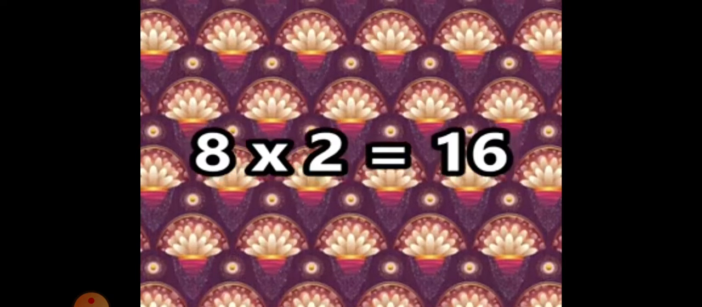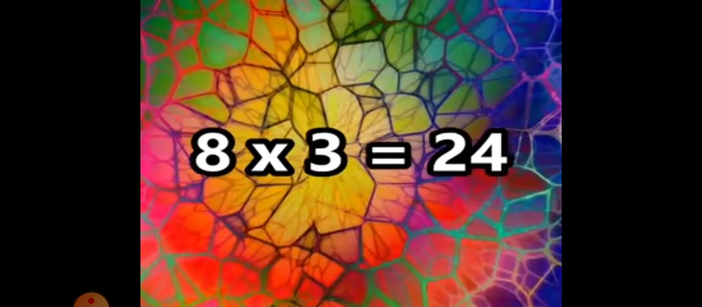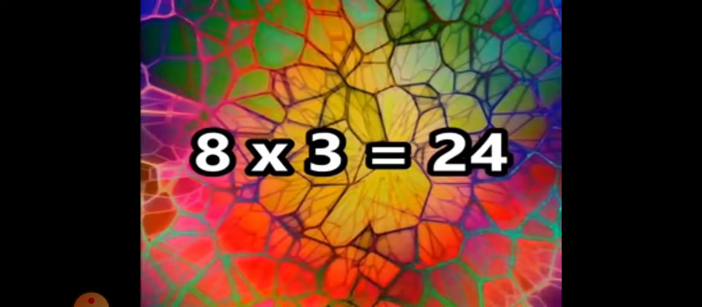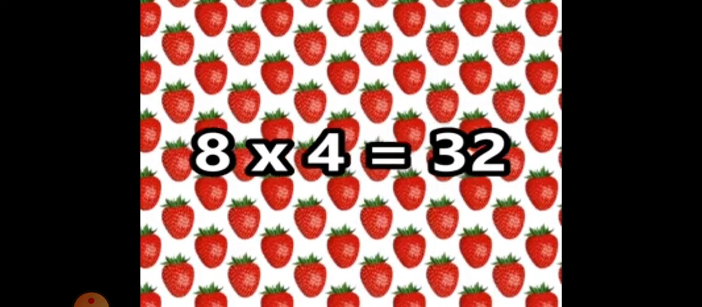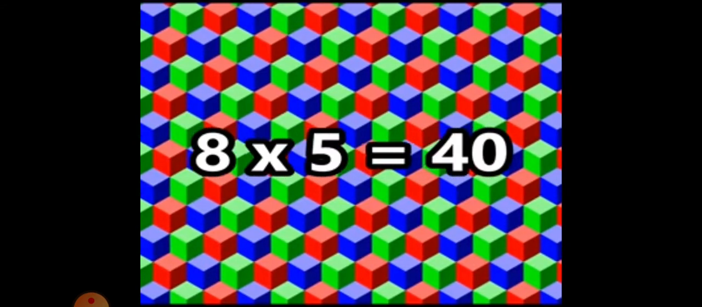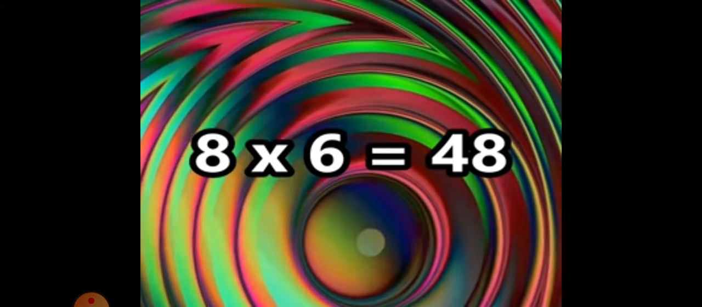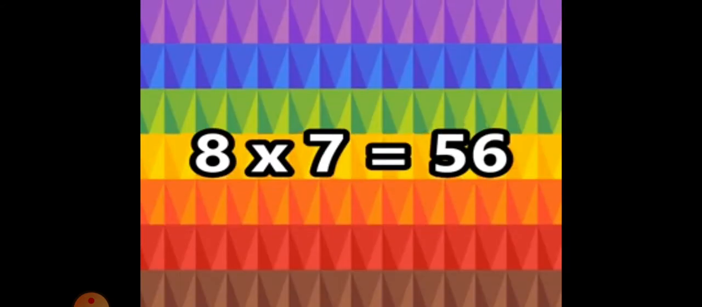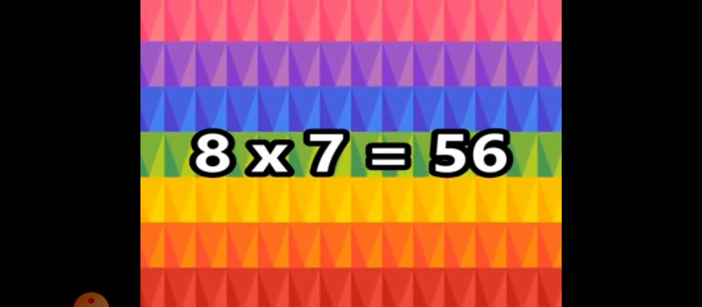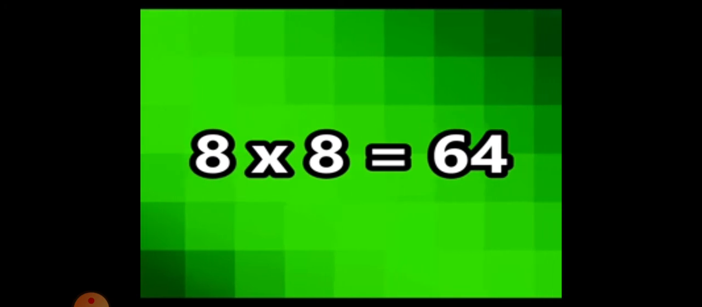8 times 2 is 16. 8 times 3 is 24. 8 times 4 is 32. 8 times 5 is 40. 8 times 6 is 48. 8 times 7 is 56. 8 times 8 is 64.